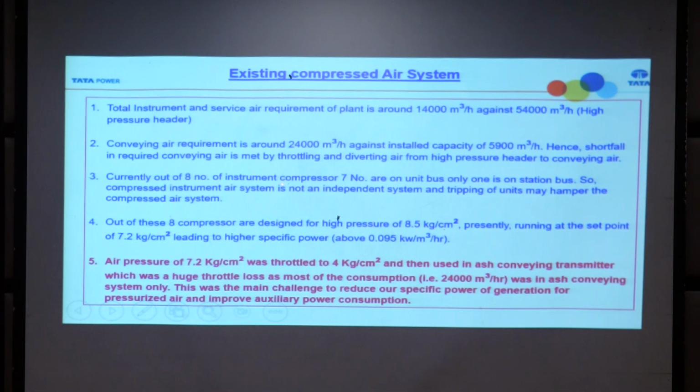Currently, out of 8 instrument compressors, 7 are on the unit bus, and only 1 is on the station bus. So the compressed instrument air system is not an independent system, and tripping of units may hamper the compressed air system also.